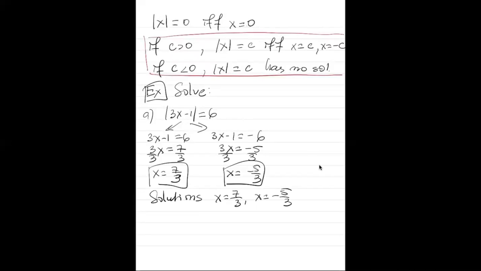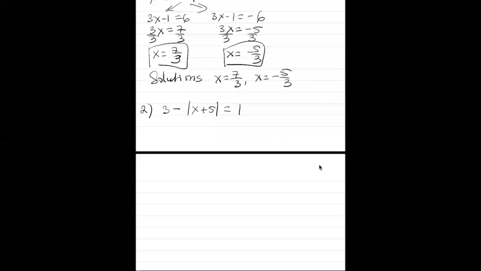Another example, number 2, 3 minus absolute value of x plus 5 equals 1. We want to have the absolute value by itself. I'm going to subtract 3 from both sides, and I have negative absolute value of x plus 5 equals negative 2. Then I'm going to multiply or divide, doesn't matter, by negative 1. I'll just divide by negative 1 on both sides. So the negative signs cancel. We have absolute value of x plus 5 equals 2.